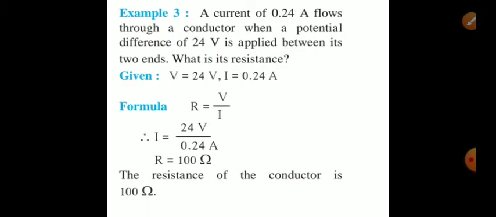A current of 0.24 ampere flows through a conductor when a potential difference of 24 volt is applied between its two ends. What is its resistance? Here we have to find the resistance. Here also we have to apply the same Ohm's law. Given data is potential difference, which is 24 volt, and current, which is 0.24 ampere. So the formula will be R is equal to V upon I. After substituting the values, R becomes 100 ohm. So therefore the resistance of the conductor is 100 ohm.